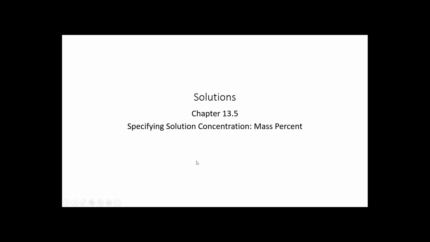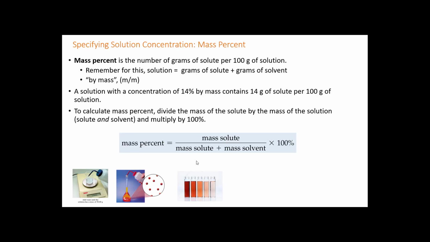Hi class, so this section is 13.5. We are looking at solutions, but not just the solution anymore, the concentration of it. So what is the amount, the value that goes with that solution, the concentration of it? And this part is going to be about mass percent.